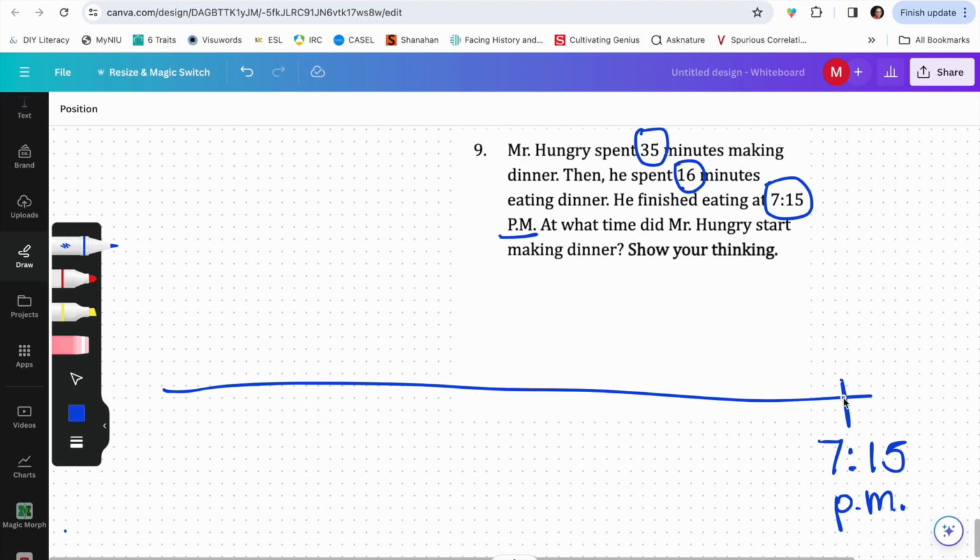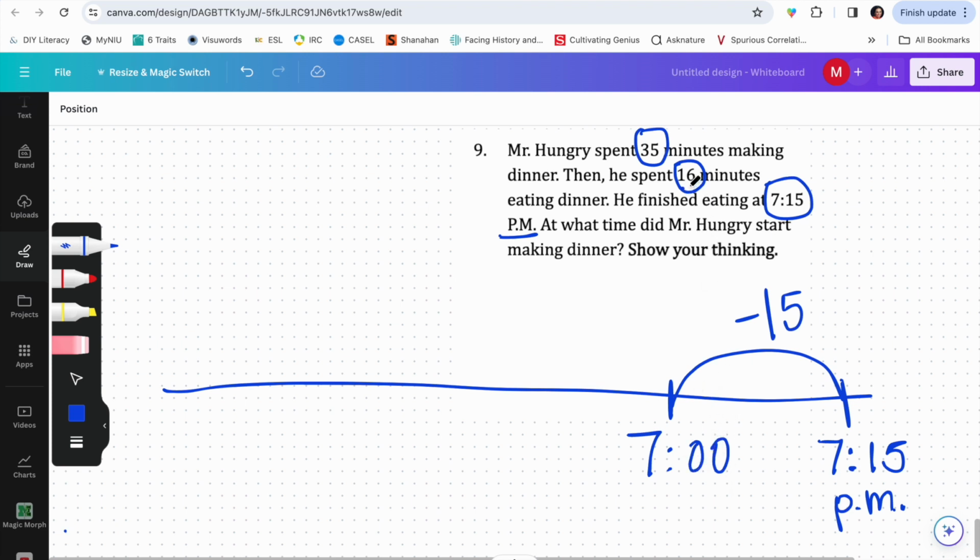So when we're hopping around on the number line, again, we want to hop around in a way that makes sense to us. So I'm thinking, okay, we're at 7:15. We're going to hop backwards. I like a nice round number. So I'm thinking, well, if we hop back 15 minutes, what time is it going to be? Well, the time is going to be 7 o'clock, and that is very, very helpful.